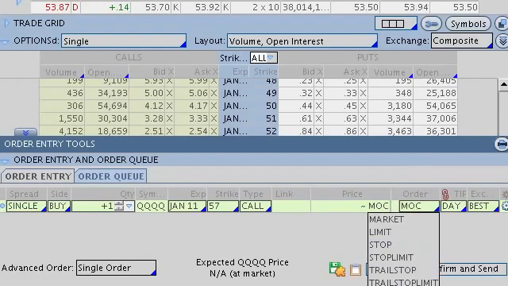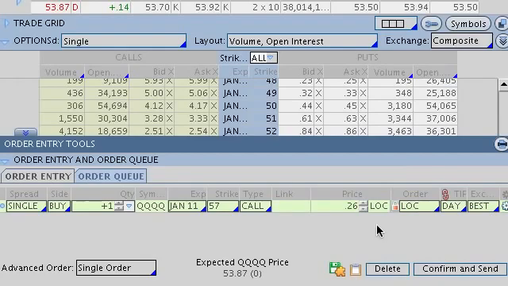The last is the limit on close. And again, basically this is saying, just like a limit order, that I want to buy this option at the close, but I'll only pay a limit price of, say, 25. Now again, if the market closes higher than 25, you're not going to get filled. But if it closes around 25, you may get a fill on this limit on close order. So again, those are the main types of orders that you can enter for an options trader.